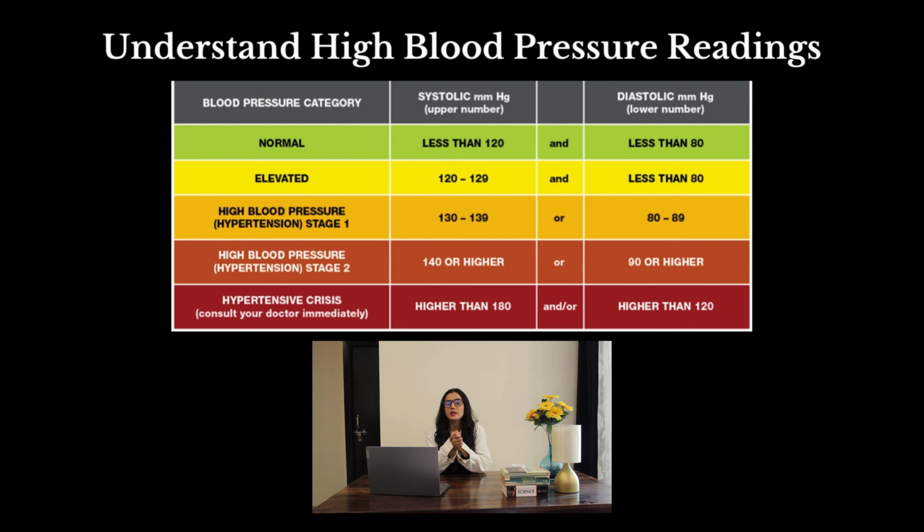So normal blood pressure range is 120 by 80 mmHg or lower. Elevated pressure is 120 to 129 mmHg for the top number, and the bottom number is not above 80 mmHg. Stage 1 hypertension, top number ranges from 130 to 139 mmHg and bottom number ranges from 80 to 89 mmHg. Stage 2 hypertension, the top number is 140 mmHg or higher and bottom number is 90 mmHg or higher. So blood pressure that is higher than 180 by 120 mmHg is considered a hypertensive emergency or crisis.